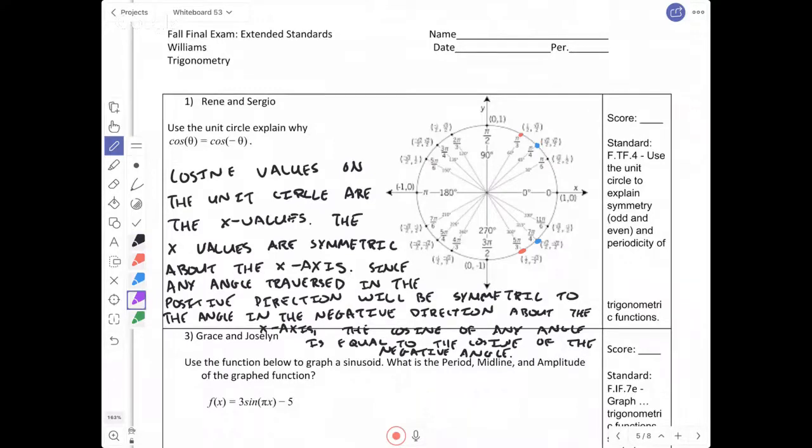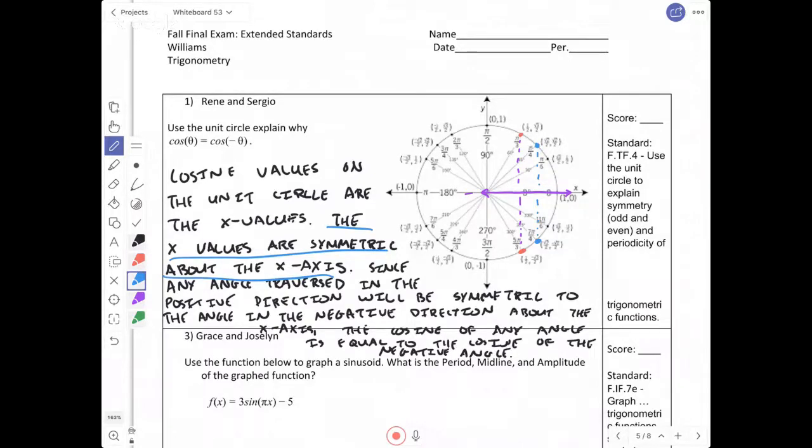Cool. So that was a lot of writing. You wouldn't necessarily have had to write all of that. The key idea here is that we've got symmetry with respect to the x-axis. So any value here is going to be the same on the opposite side of the x-axis. Any value here, same on the opposite side of the x-axis. That's the key statement you had to get at too.